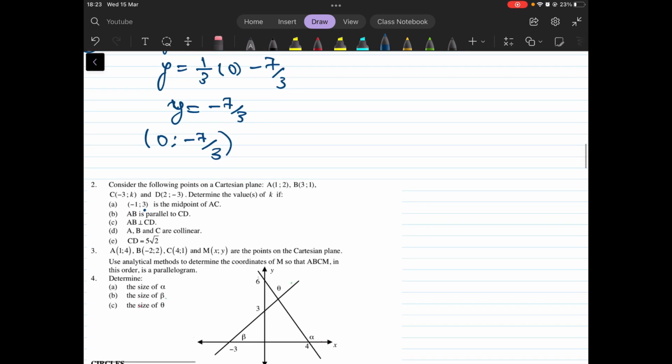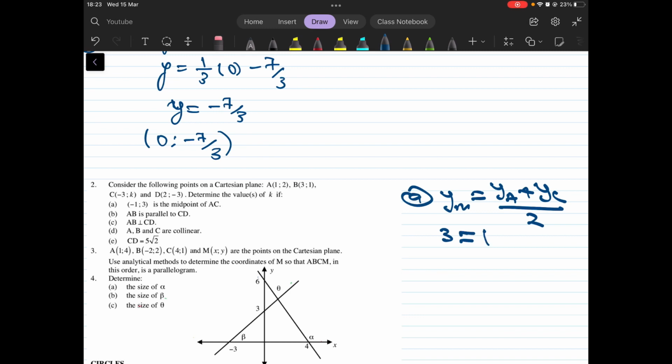We're just going to look at number 2, starting with A. If we are given the midpoint of AC and the coordinates of the midpoint are already known, how can we determine the value or values of K? K is just the y coordinate of C, and the y coordinate of the midpoint is already given to us. If you remember, the formula is YA plus YC all divided by 2. You just need to substitute the y coordinate of A, which is 2, and of C, which is K, all divided by 2. Then you can simply solve for K. K is equal to 4, as you can see.